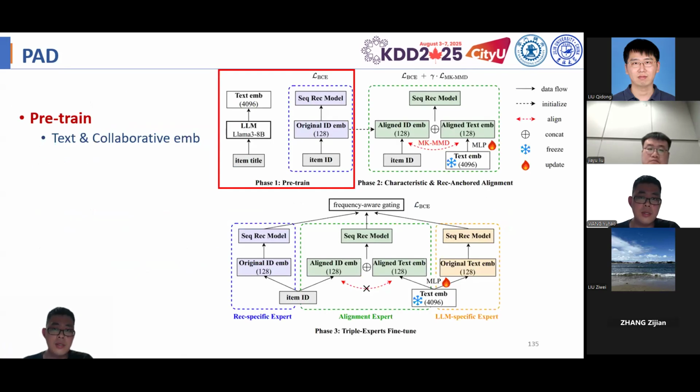Okay, so let's take a look at the proposed framework. First, the textual embedding is generated from LLM2Vec based on Llama 3 8 billion. Next, the collaborative embedding is obtained from SASRec pre-trained on item ID. So in this stage, we simply need to obtain the item embeddings from two modalities. The first is the textual embedding from the LLM, and the second is the collaborative embedding.